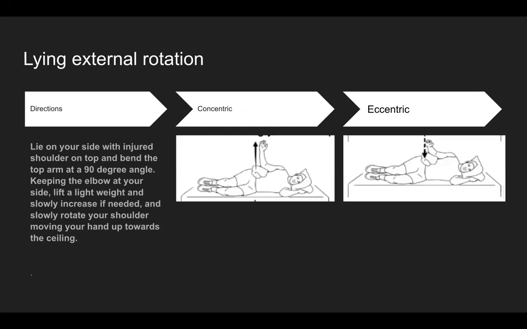So for the lying external rotation, that would be lying on your side with the injured shoulder on top and having the top arm bent at a 90-degree angle. And you keep the shoulder at your side, lifting a light weight and slowly increasing if needed, depending on how that feels on your shoulder. And then slowly rotate your shoulder, moving your hand up towards the ceiling, just like the pictures demonstrate.